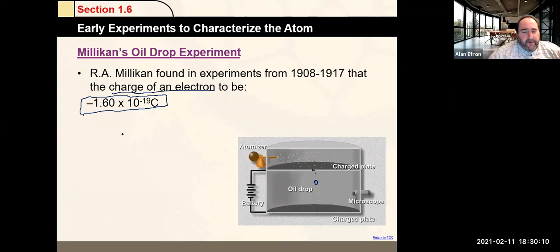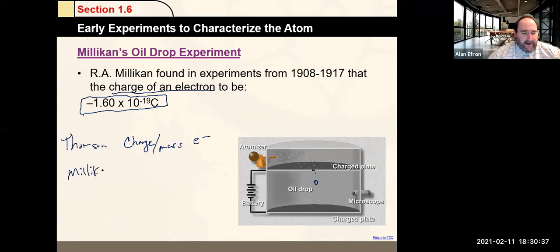Now, this was important because if you think about the two experiments we just talked about, there are two things that you should know. Thomson, using the CRT tube, was able to figure out the charge to mass of an electron.